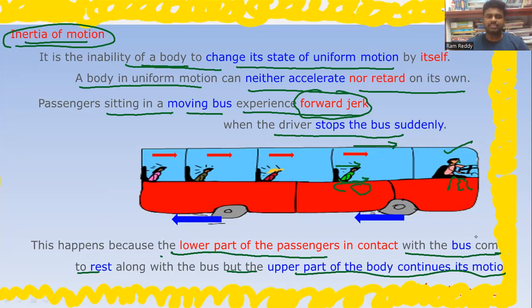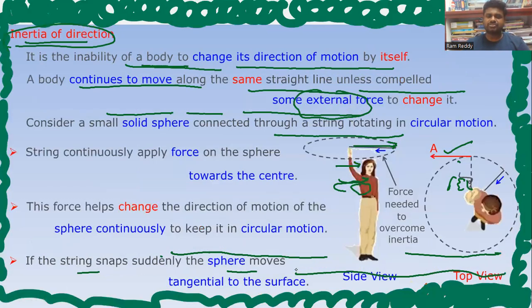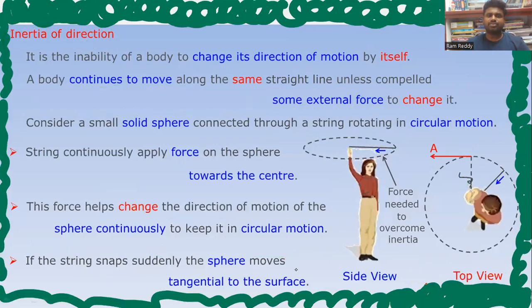Next, the third one, the inertia of direction. So what is inertia of direction? It is the inability of the body to change its direction of motion by itself. The direction won't change on its own. That is our inertia of direction. A body continues to move along the same straight line unless it is compelled by some external force to change it. Otherwise it remains constant.